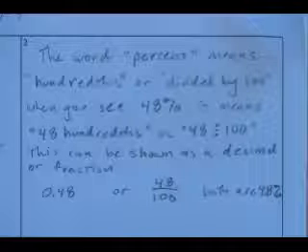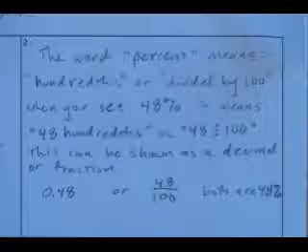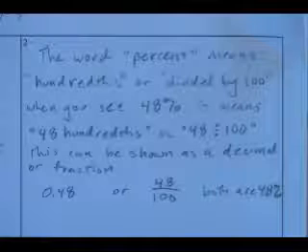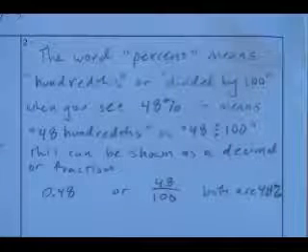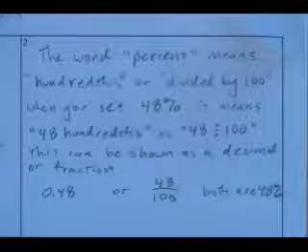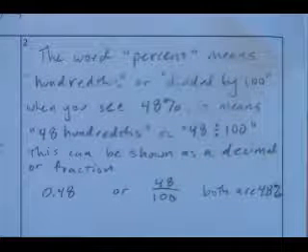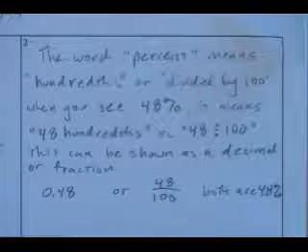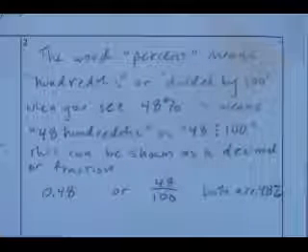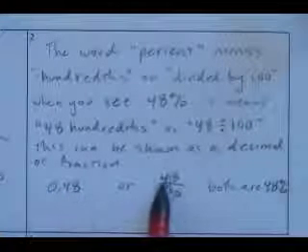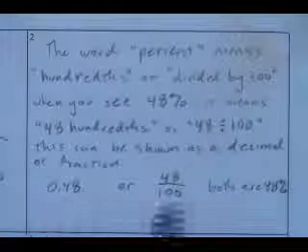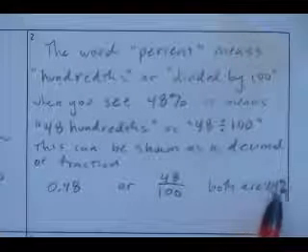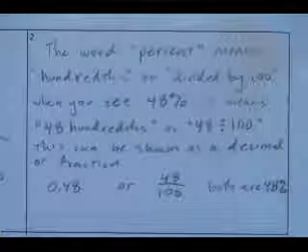You know what I'm saying? Per 100, divided by 100. The word percent means hundredths or divided by 100. So when you see 48%, it means 48 hundredths. You could also think of it as 48 divided by 100. So this can be shown as a decimal or a fraction. Both of these are ways you can write 48%. When you see this little symbol, it means percent.